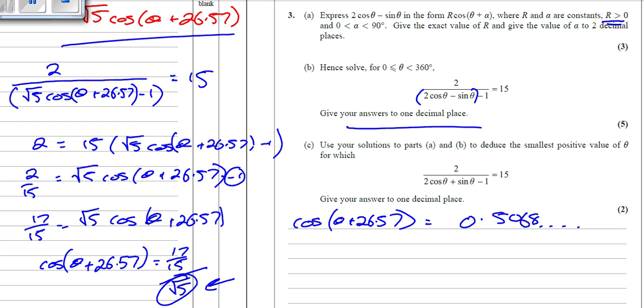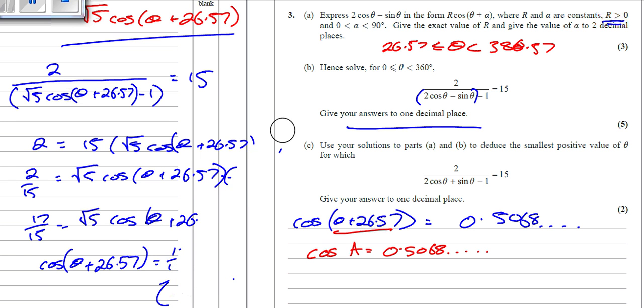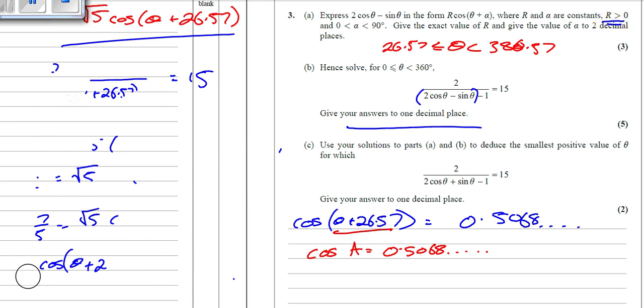And then you need to solve that. So it's going to be like a C2 question. So we're going to write down that cos of A equals 0.5068, and so on. But instead of being between 0 and 360, we're going to add 26.57. It's going to be between 26.57 and 386.57.